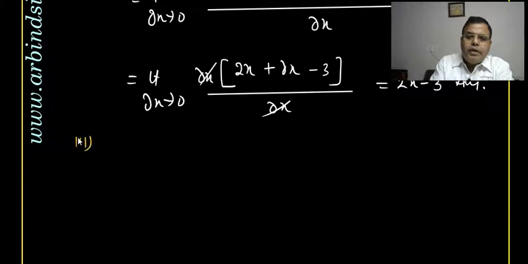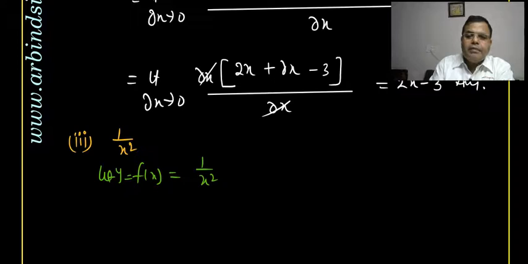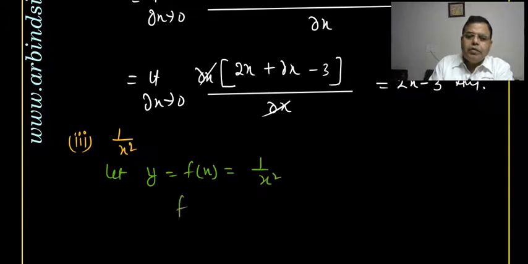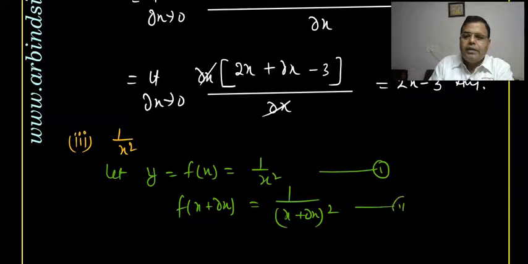Now the third part of the question is 1 by x², isn't it? So we can do that by taking: let f(x) = 1/x². Y is equal to f(x), and f(x) is defined as 1/x². Let y = f(x) = 1/x². So f(x + Δx) is equal to 1 upon (x + Δx)², isn't it? This is the first one, this is the second one.